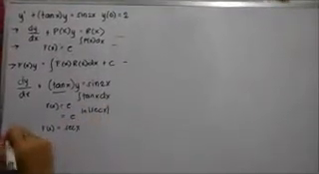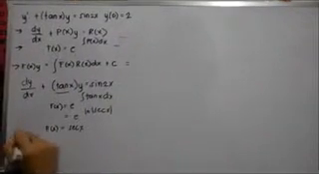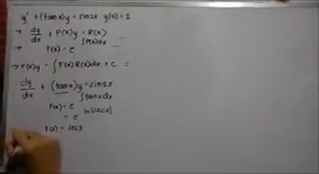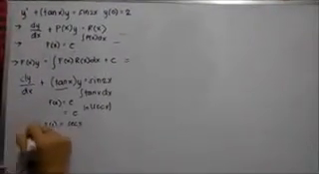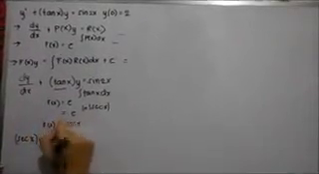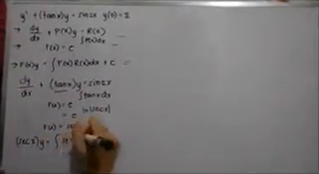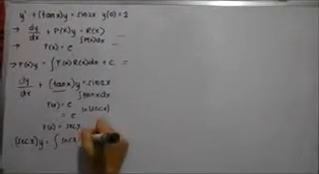So substitute this in this equation. So the f of x is secant x. So secant x times y is equal to the integral of secant of x times sine 2x dx.